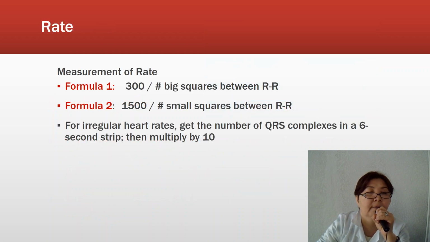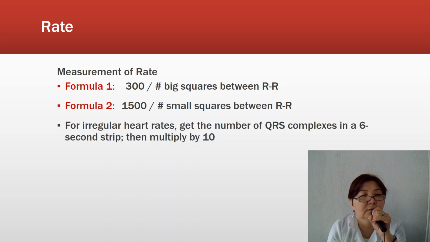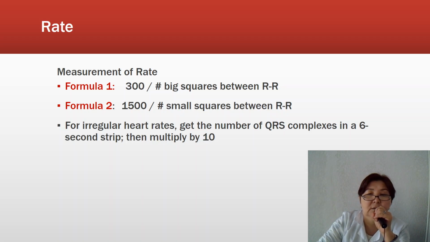Rate. How to measure rate? Formula 1: 300 divided by the number of big squares between RR waves. Formula 2: 1500 divided by the number of small squares between RR waves. For irregular heart rates, get the number of QRS complexes in a 6-second strip, then multiply by 10.